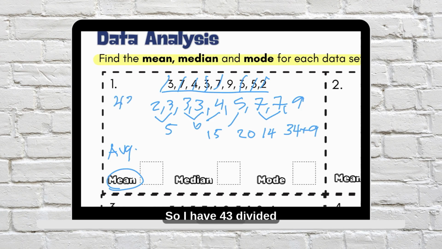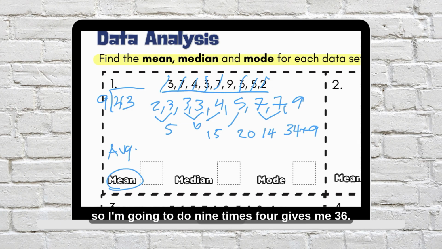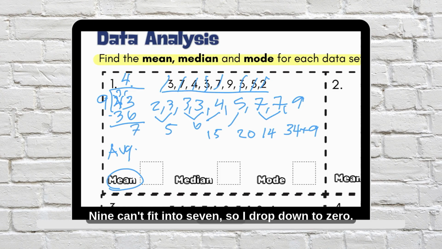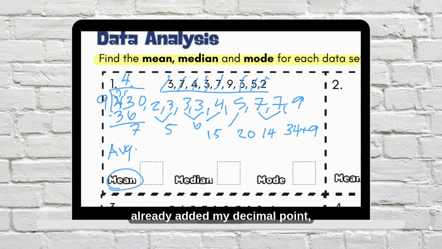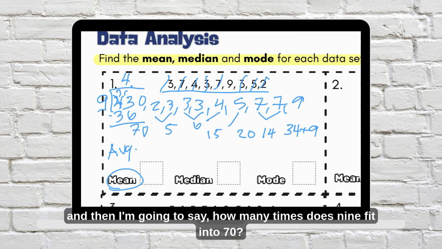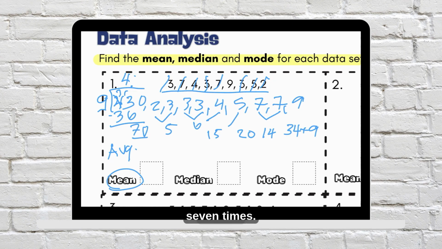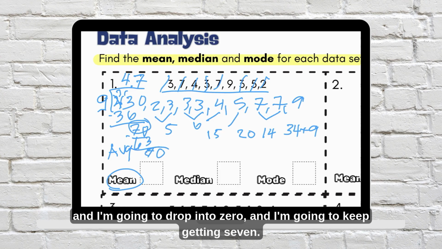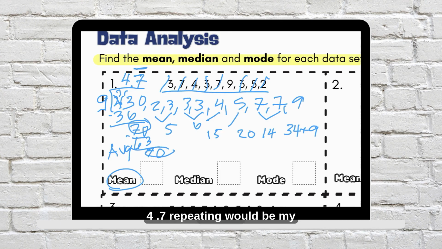So I have 43 divided by the total amount in my data set. There's 9 numbers. So 9 times 5 is 45, so I'm going to do 9 times 4, which gives me 36. Okay, and I have to borrow. So 13 minus 6 is 7. 9 can't fit into 7, so I drop down a 0. I already added my decimal point. Then I'm going to say, how many times does 9 fit into 70? It goes in 7 times. 7 times 9 is 63, and then I'm going to have 7 left over. I'm going to drop in a 0, and I'm going to keep getting 7. So that's going to be repeating.